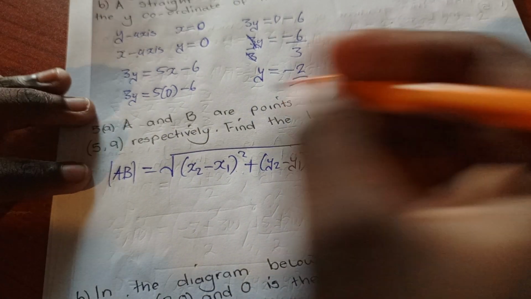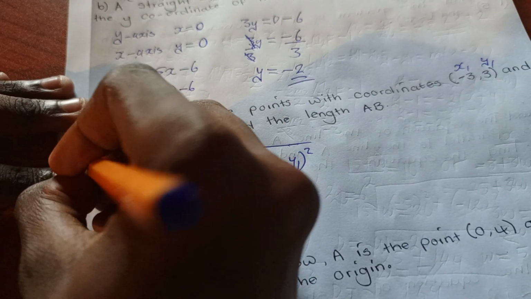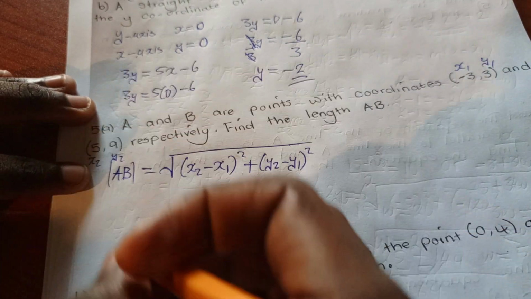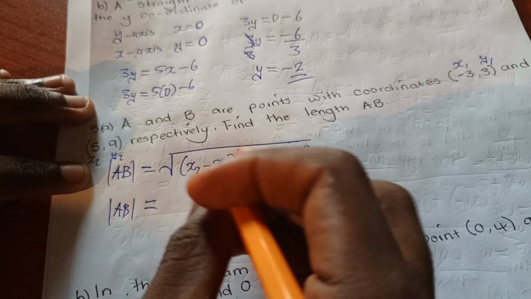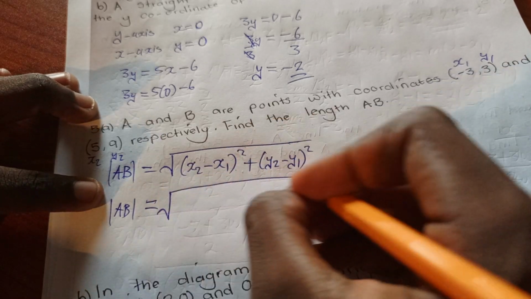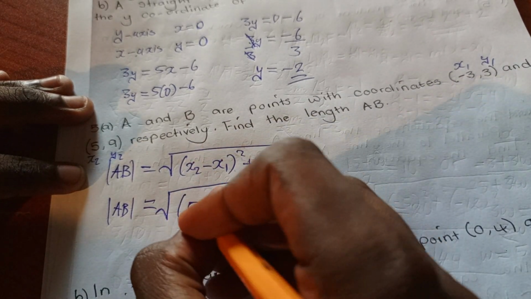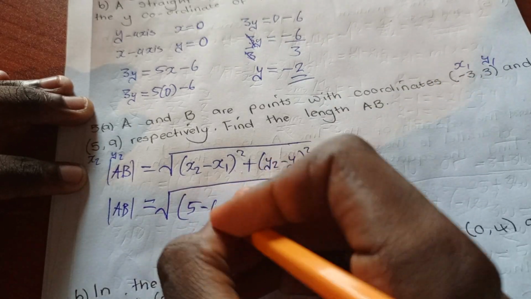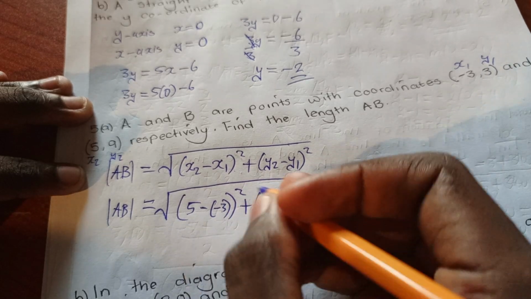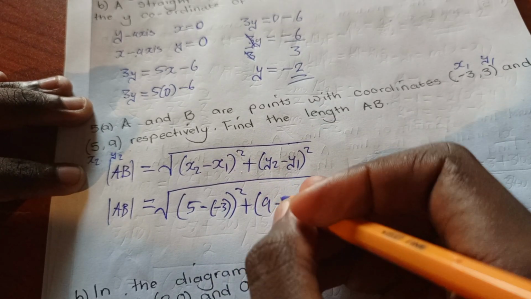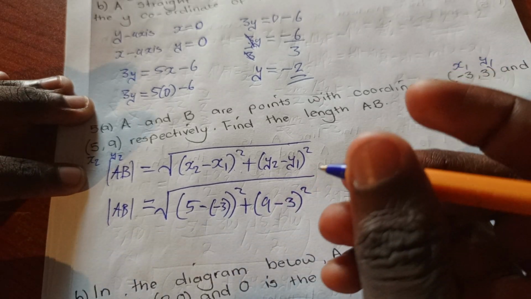So we can label our points here. So this will be our x1, this will be our y1, this will be our x2, this will be our y2. So it is equal to, we can start replacing now. Square root of our x2 is 5 minus our x1 is brackets -3, then we square, plus our y2 is 9 minus our y1 is 3 squared.